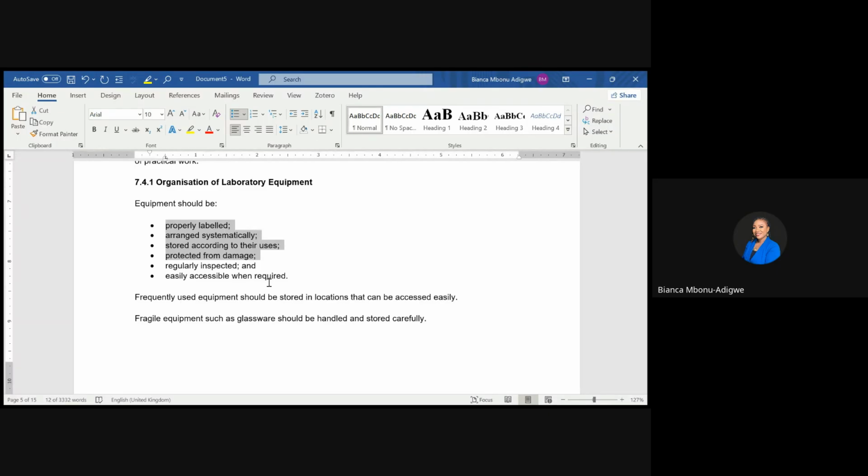Acids are usually locked away. All these things must be protected from damage. You don't just keep things haphazardly. They must be regularly inspected.